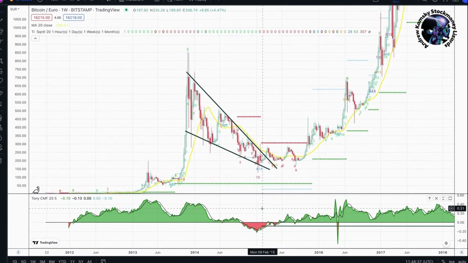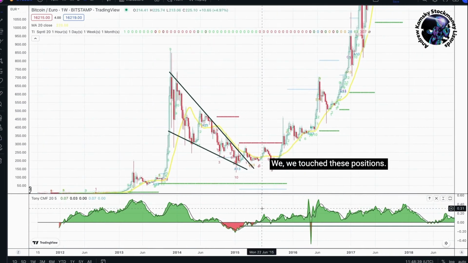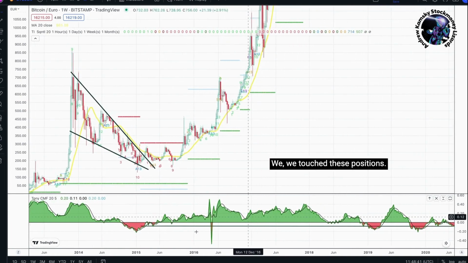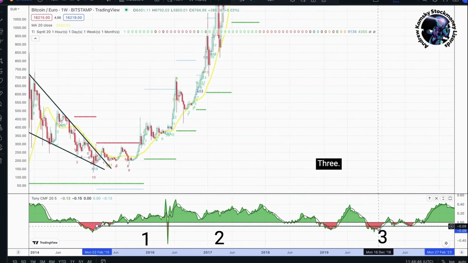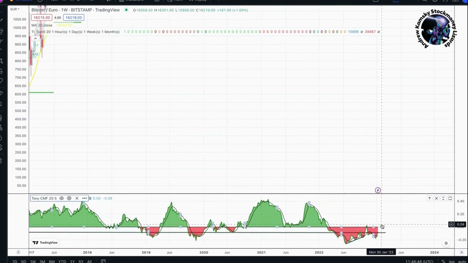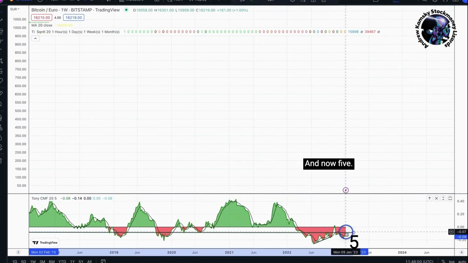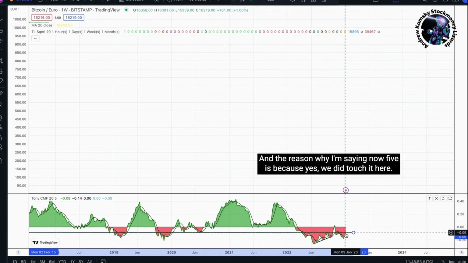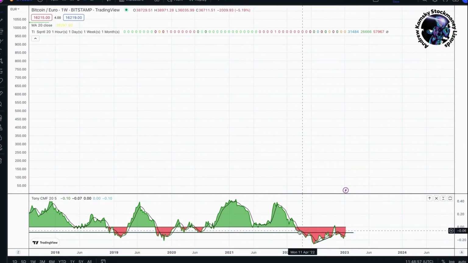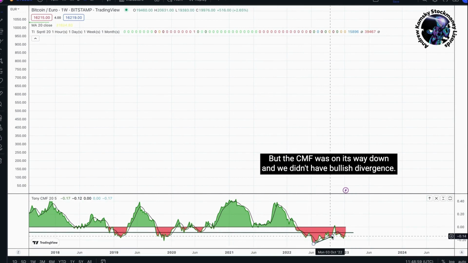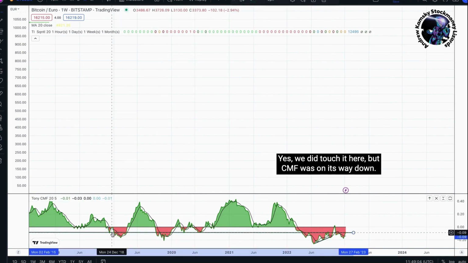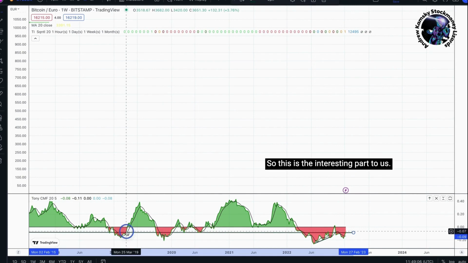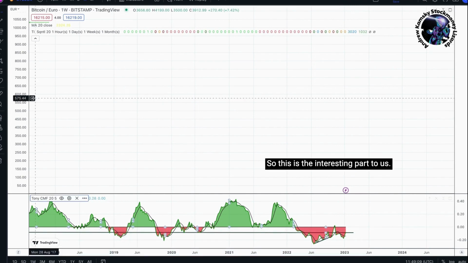So something interesting, we touched these positions 1, 2, 3, 4, and now 5. And the reason why I'm saying now 5 is because, yes, we did touch it here, but the CMF was on its way down and we didn't have bullish divergence. So this is the interesting part to us.